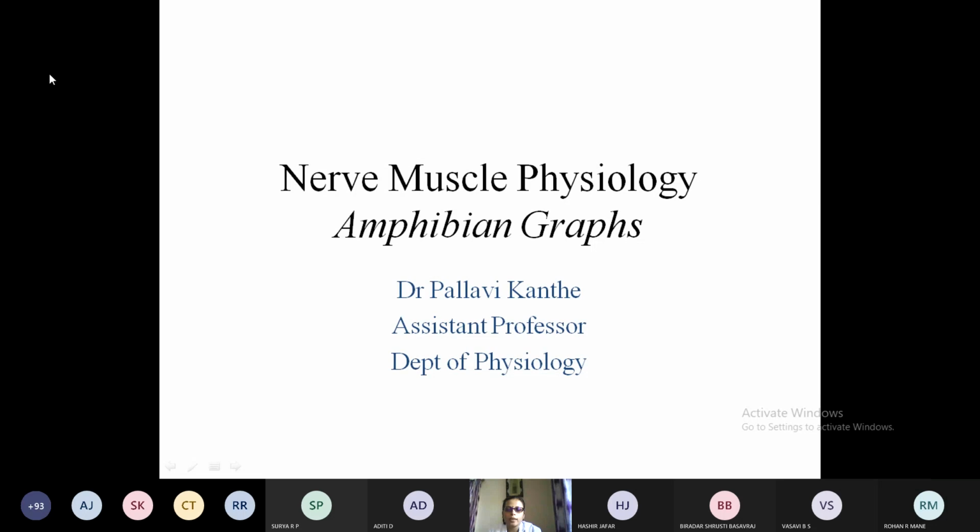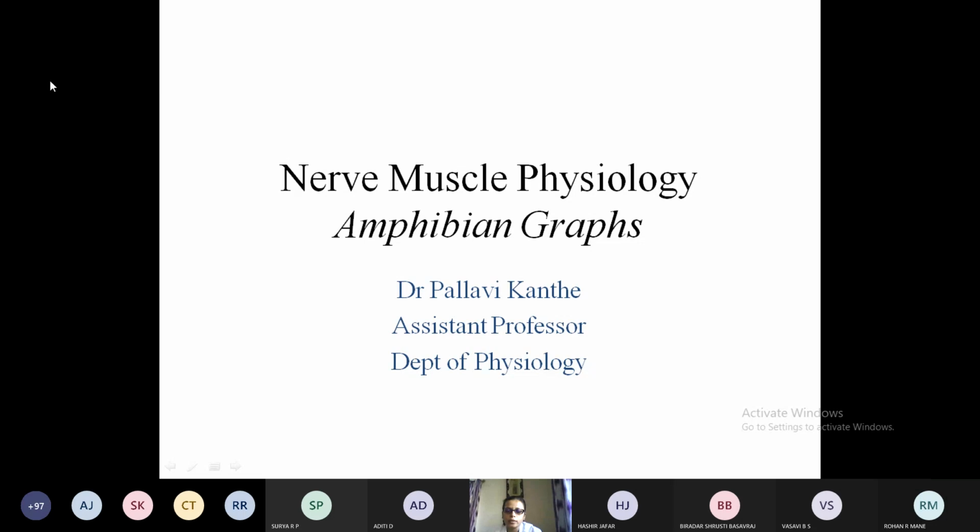So today I will be conducting class on the practical part of the nerve muscle physiology. In that we will be seeing about the amphibian graphs. This part of the practical is for 5 marks. Each student will be getting one amphibian graph, either from the nerve muscle physiology or cardiac muscle, and it is a part of human practical. It is the practical aspect.